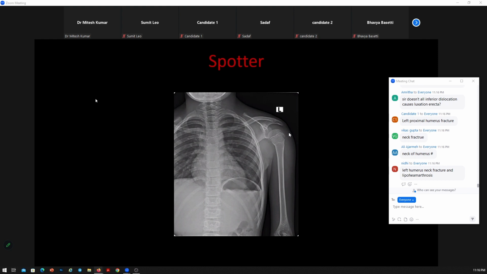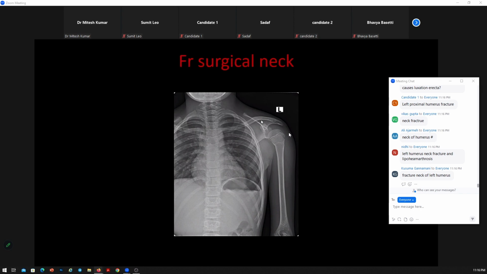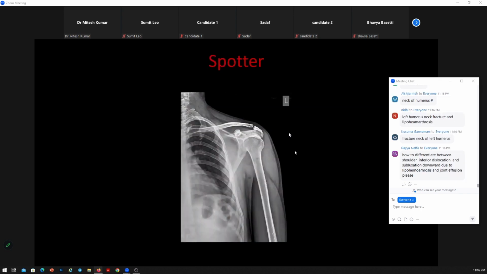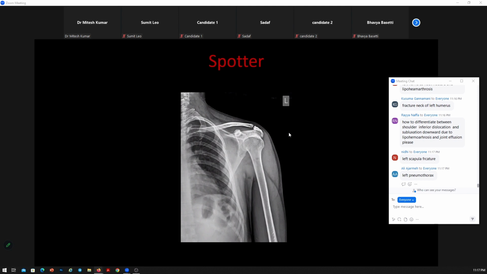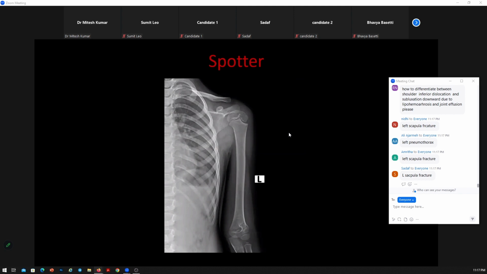Yes, fracture neck of the humerus. There's no obvious lipohemarthrosis. Next. No pneumothorax, fractured scapula. Yes. Next. Very good X-ray. This is a very good X-ray.